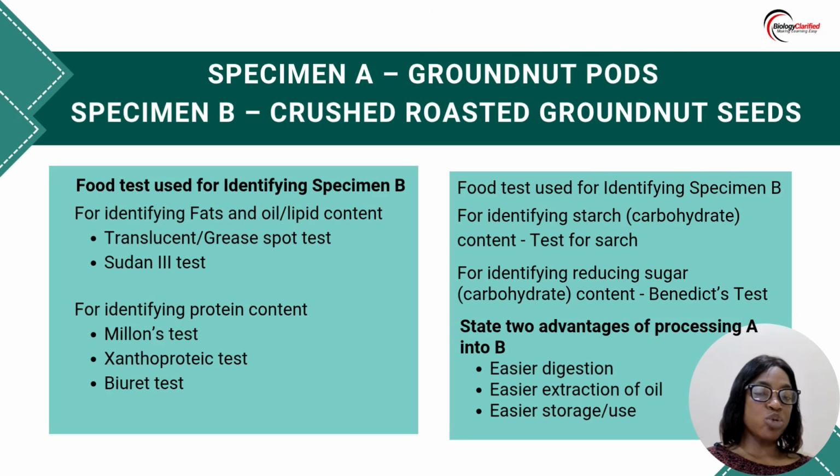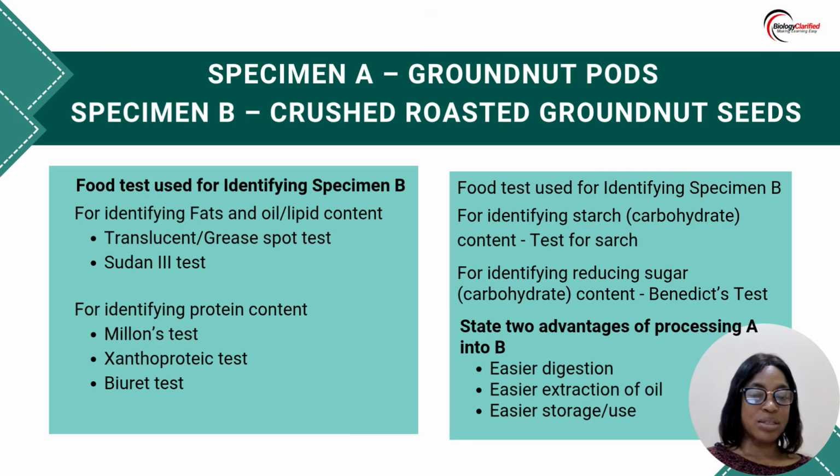Then the food test used for identifying starch in specimen B, that is, for identifying carbohydrate, is iodine, which is called the test for starch. And then for identifying reducing sugar, the test is called Benedict's test, where Benedict solution is used.